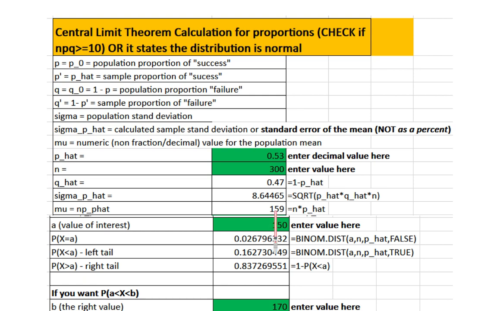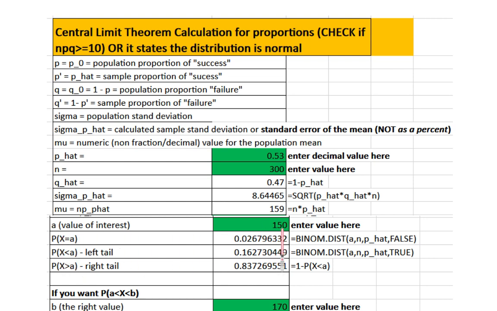So in this cell, let me back up. In this cell, I'm going to do 1 minus this to get me my Q hat. This one I'm going to type in equals SQRT. I'm going to grab this cell and this cell, multiply them together. And for this cell, I'm going to do an equals. I'm going to grab the N cell, the cell that has N in it, and the cell that has the P hat.